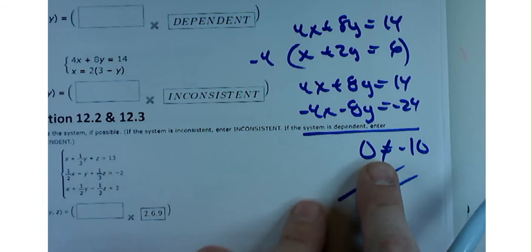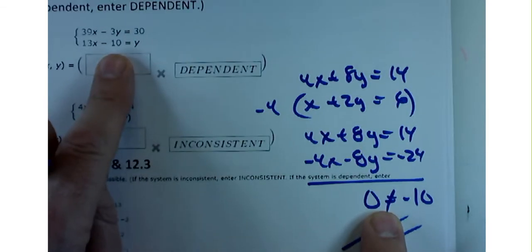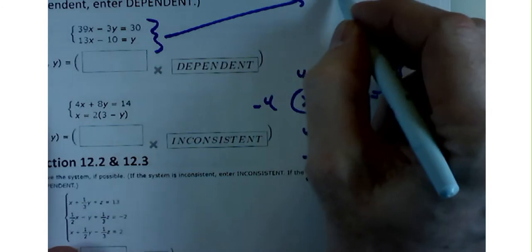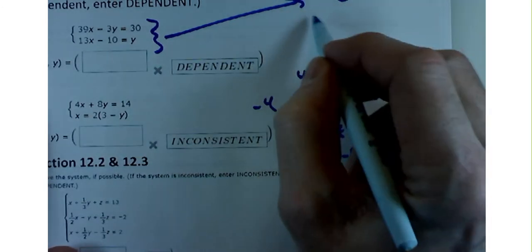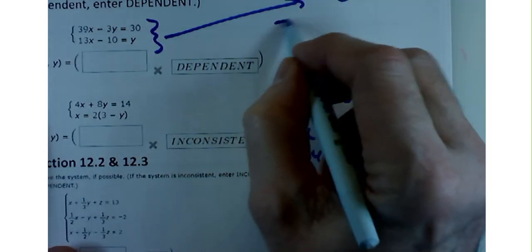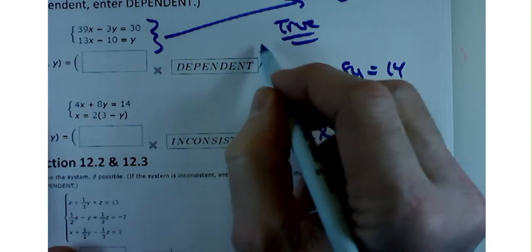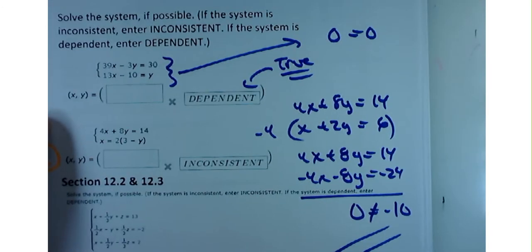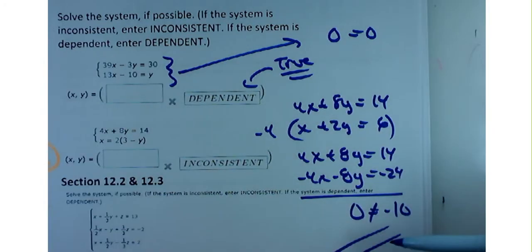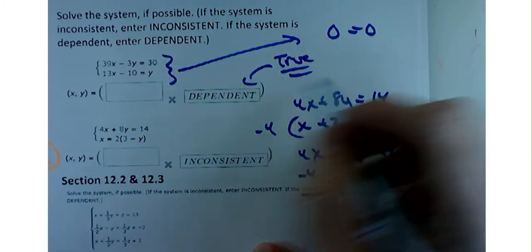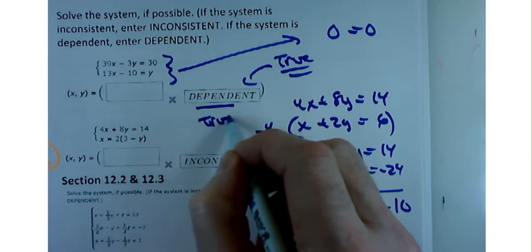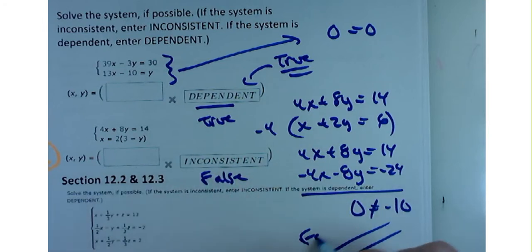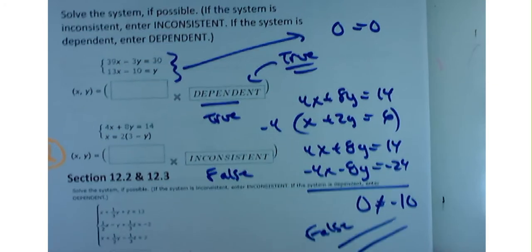Now, if you ended up with something that was true, if you play around with a system of equations and end up with 0 equals 0, even though that's silly, it is true. And that's telling you you've got a dependent system of equations. So if all the variables drop out and you get something which is true, that's dependent. If you get something which is false and all the variables drop out, that's inconsistent.